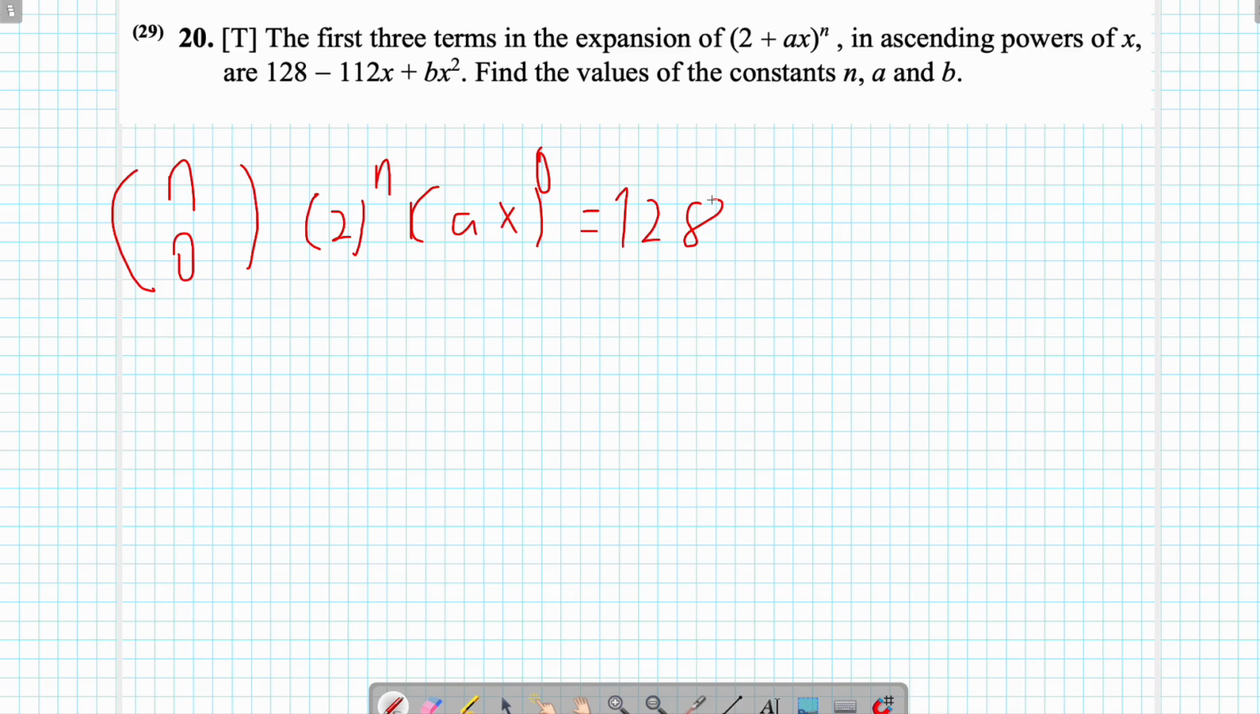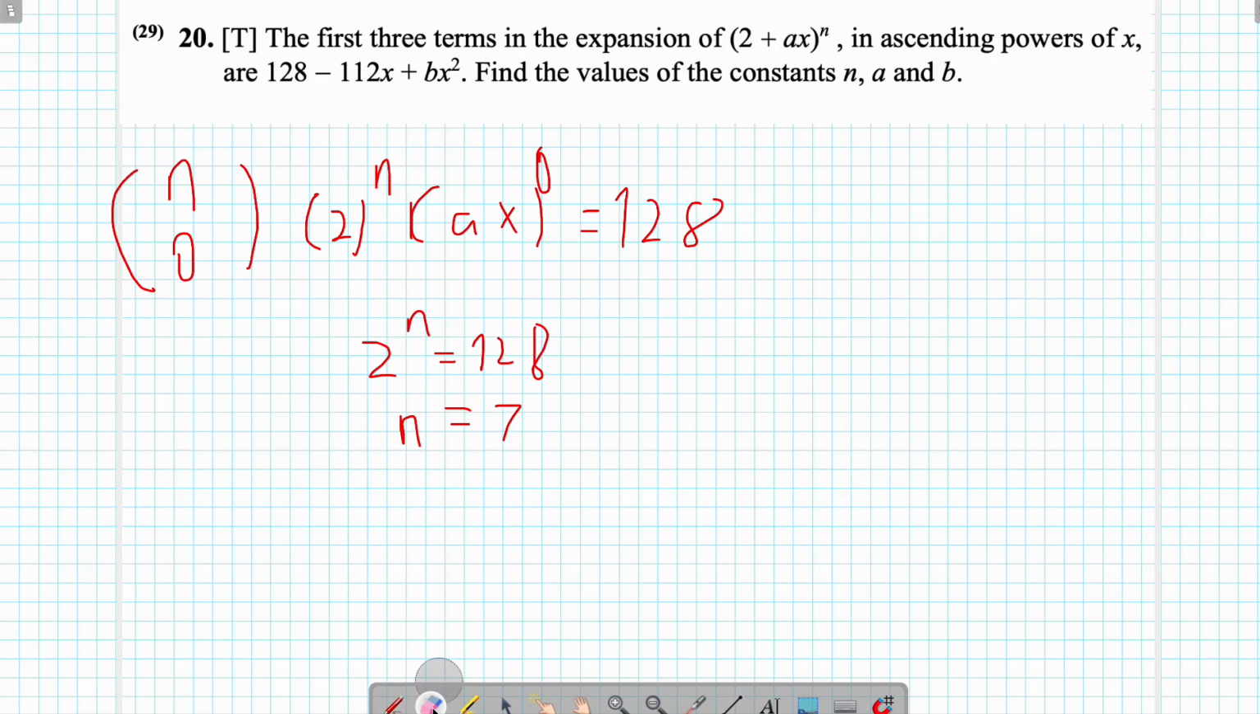Anything C0, so let's say 6C0 for example, is 1. So 1 times 2 to the n, so 2 to the n is 128. Then we're gonna solve it on the calculator. We are going to get that n is equal to 7.